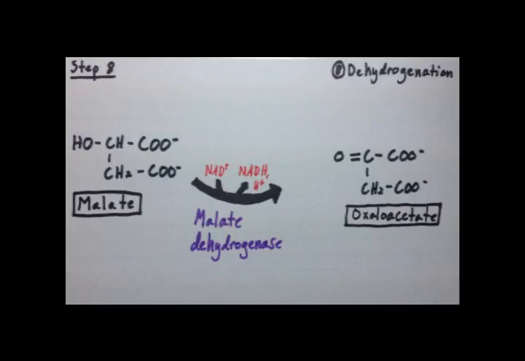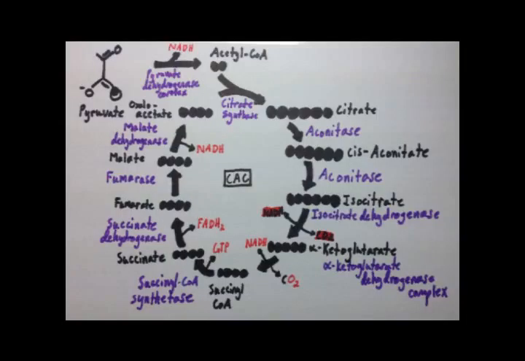And the oxaloacetate can be used to start the citric acid cycle again. So it's almost a catalyst for itself. And it can go off and do other things. And I think in biology and chemistry it's important to look at the entire picture.